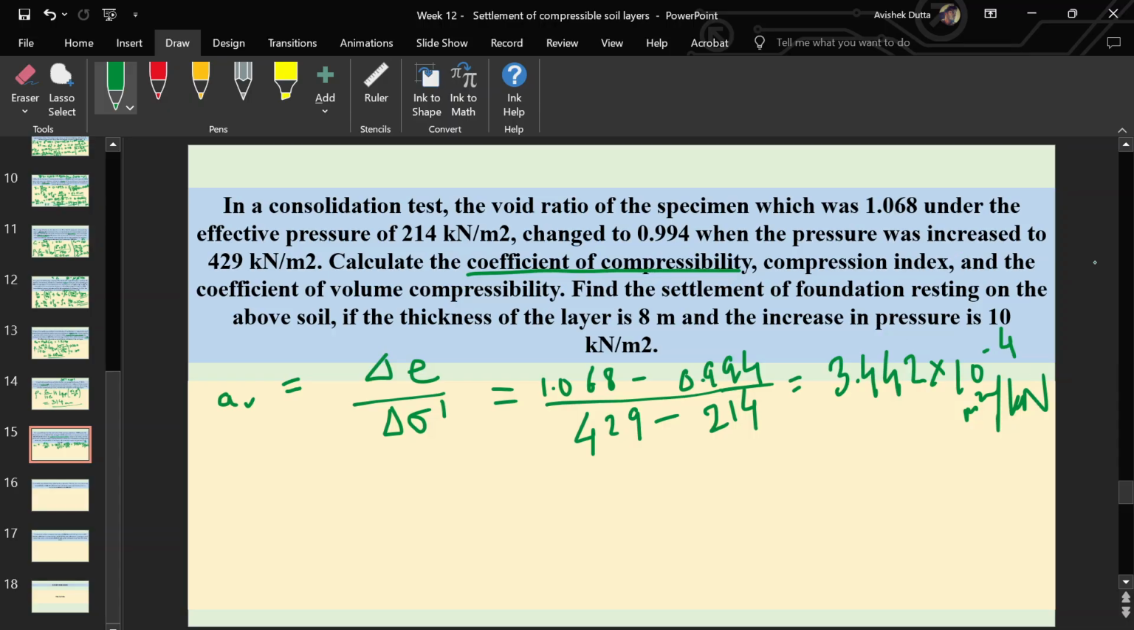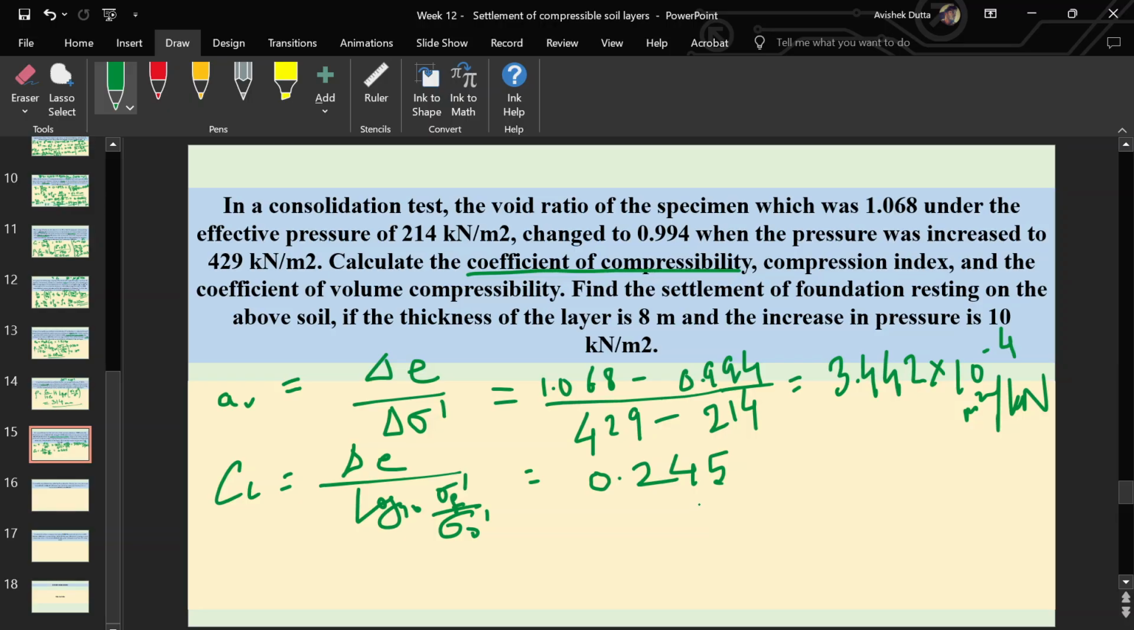Now, the compression index Cc. The formula is again del E divided by log to the base 10, logarithmic difference, sigma final by sigma initial. So again this difference and log to the base 10, sigma final is 429, sigma initial is 214. Put the values, you will get approximately 0.245 value of Cc.